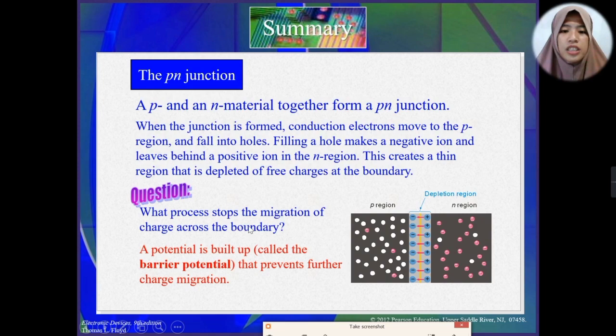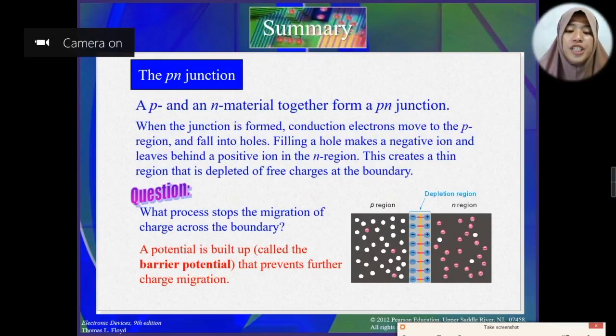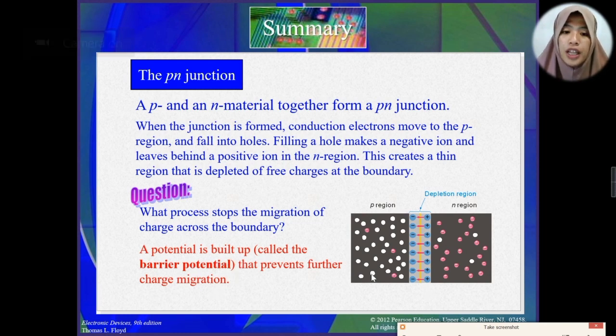What process stopped the migration of the charge across the boundary? The process that stops the migration of the charge across the boundary is called the barrier potential. A potential is built up. This is called the barrier potential that prevents further charge migration. So, the barrier potential is going to stop the charge migration.